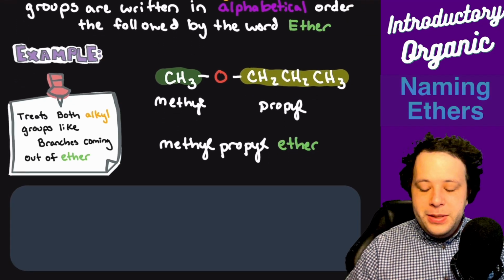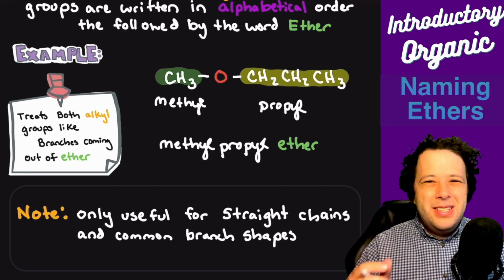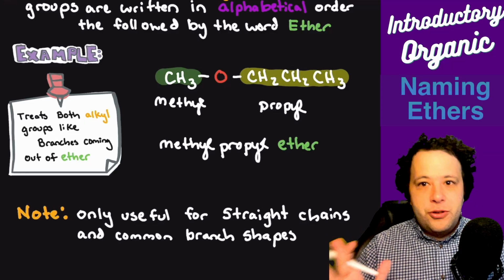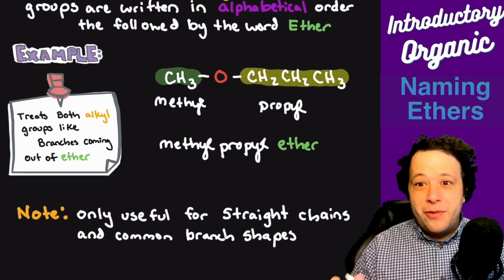Now, being that we're treating these both as branches, this is not useful all the time. Not everything has a common name. I mean, you can try. You probably can come up with something for every molecule.